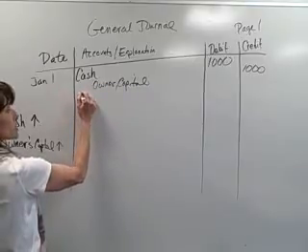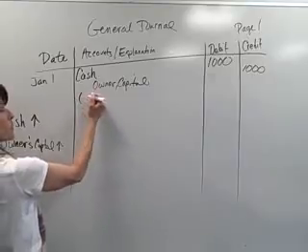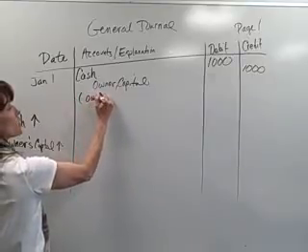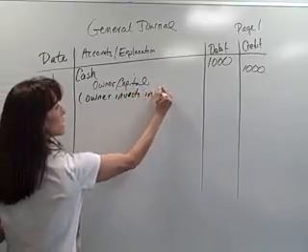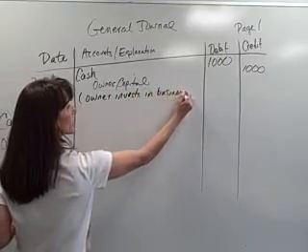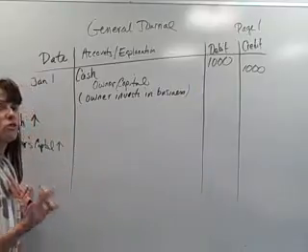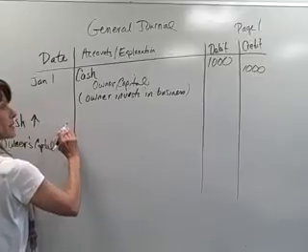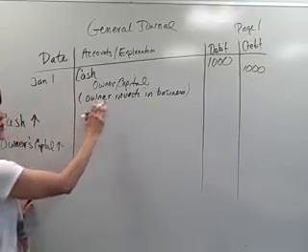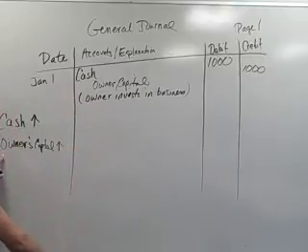And I like to indent just a little bit. You can put them in parentheses if you want your explanation. Owner invests in business. Now for the explanation, you can definitely abbreviate. You always want to skip one single blank line, so you want to have a blank line before you start your next journal entry. So I'm going to erase this one.